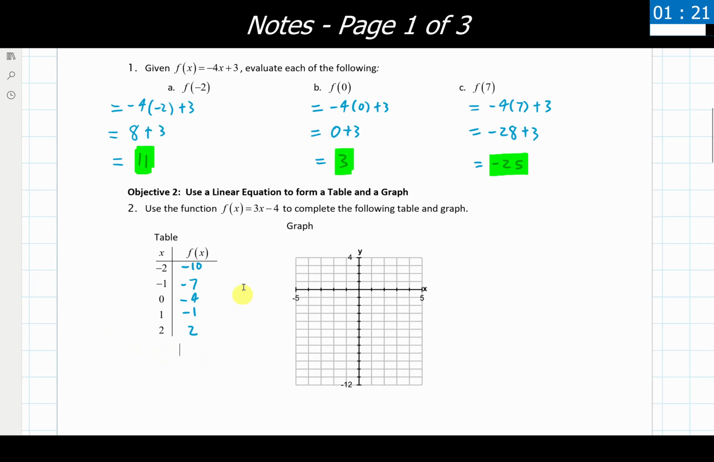So now that I have 5 points here, 5 ordered pairs, how do we graph with ordered pairs? Well, we need 2 points. It does not matter which 2 we choose, but we need to choose 2, plot those, and connect them together. I'm going to use 0, negative 4, and 1, negative 1, just because I feel like it. They seem like they're reasonably nice numbers, and why not use them?